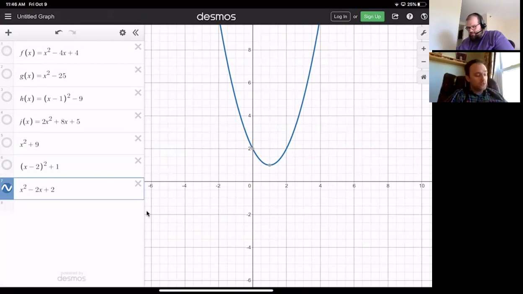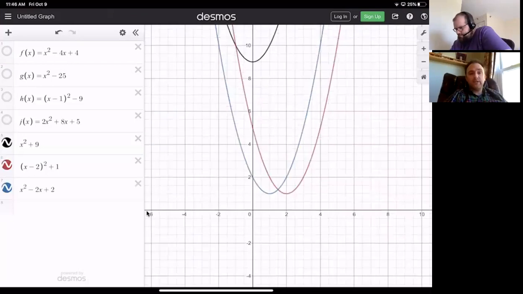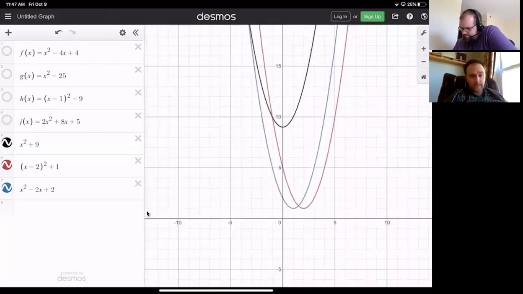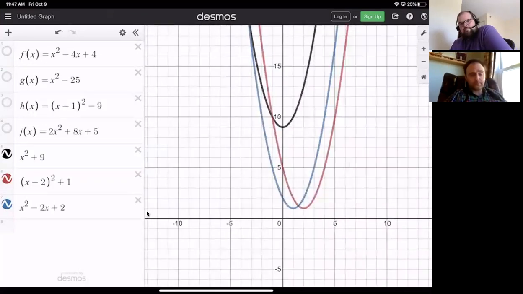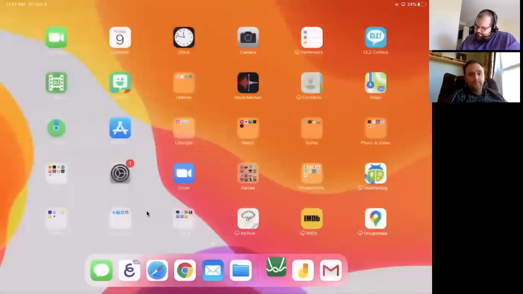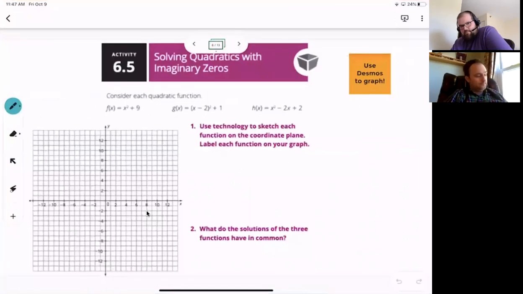So what do the solutions of the 3 functions have in common? They all have imaginary solutions or imaginary roots. Cool. Because look, none of them hit the x-axis. And that's it for that.